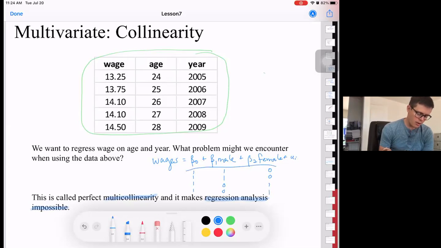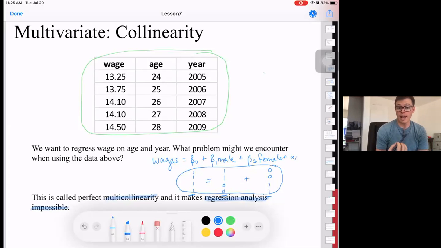And what that means is that these three together are collinear. If I added these two columns on the right-hand side, it would produce the column on the left-hand side. If you can do that, the regression simply can't run. It can't figure out what's because of male and what's because of female, because those together are collinear with the intercept.